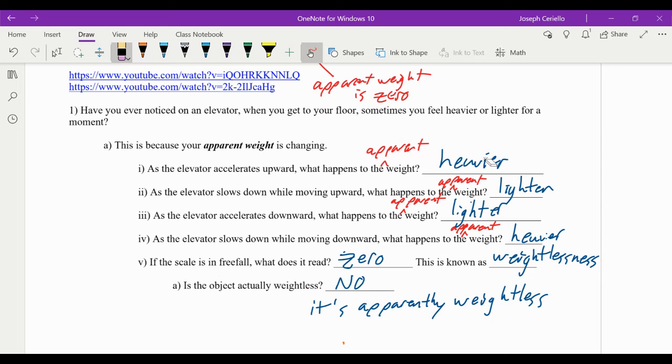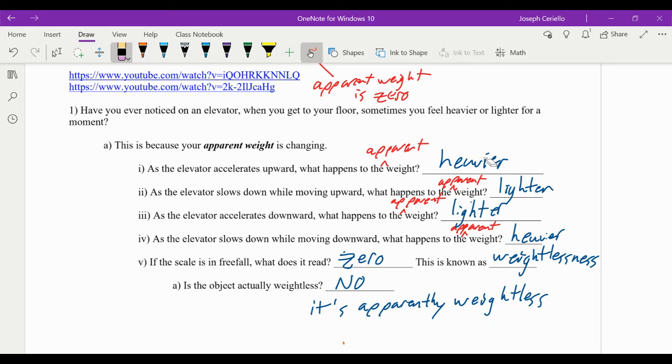If the elevator starts moving upward, your body for a moment while you're accelerating wants to kind of stay where it was. Okay, so you almost get pressed into the ground a little bit. Then once you reach a constant velocity, you'll feel the same weight again. Your apparent weight will return to your normal weight. Notice how 1 through 4 all require acceleration.